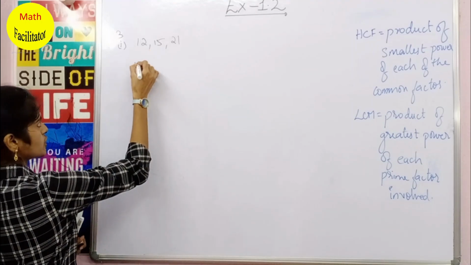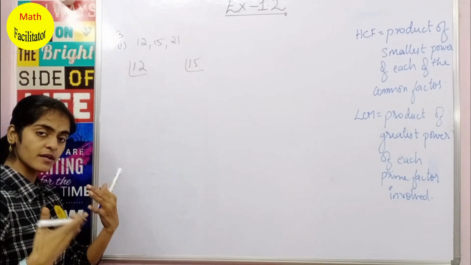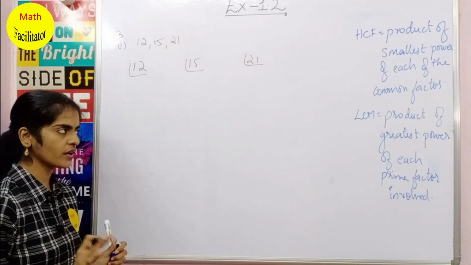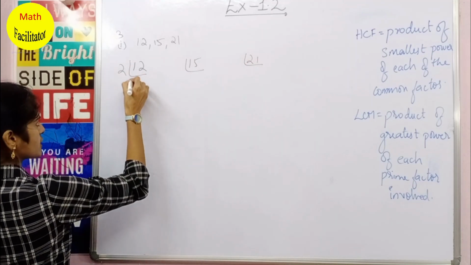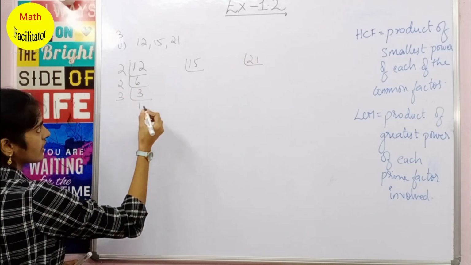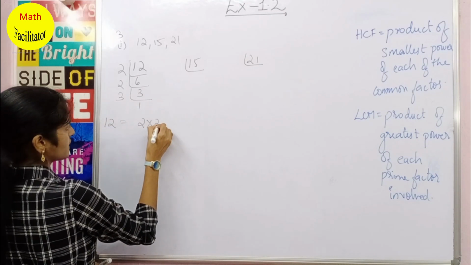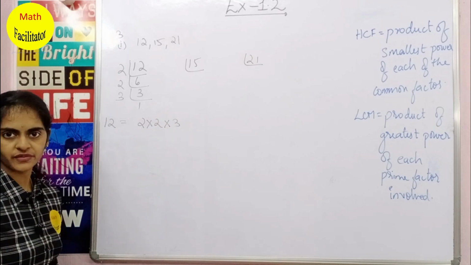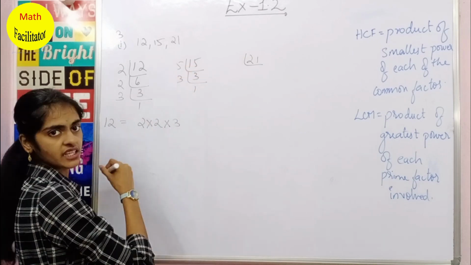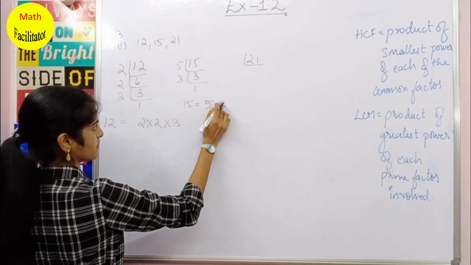Okay, so 12 you have to prime factorize, the next number is 15, this also you will prime factorize separately. Now 21 also you will prime factorize. Okay, so let us do 2 6s are 12, 2 3s are 6, 3 1s are 3. Okay, so 12 can be written as 2 multiplied by 2 multiplied by 3. Okay, now 15, 5 3s are 15, 3 1s are 3. Okay, so 15 can be written as 5 multiplied by 3.